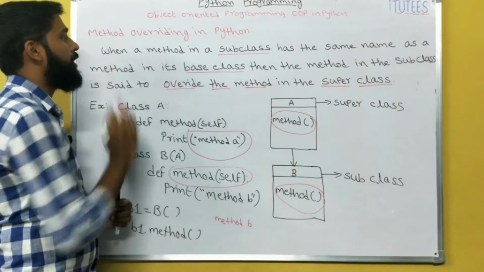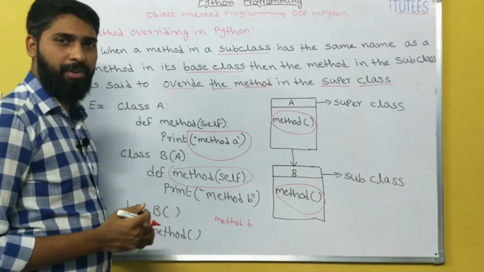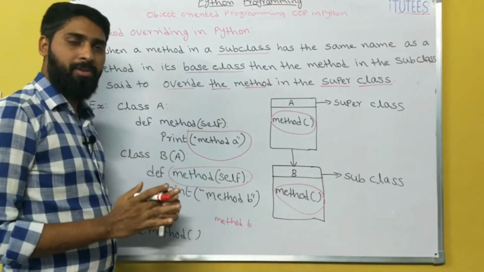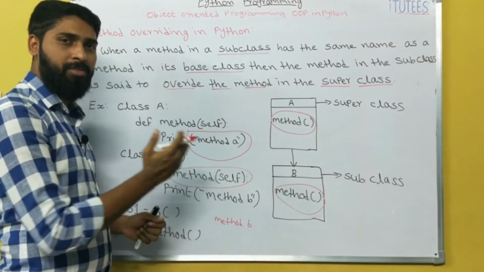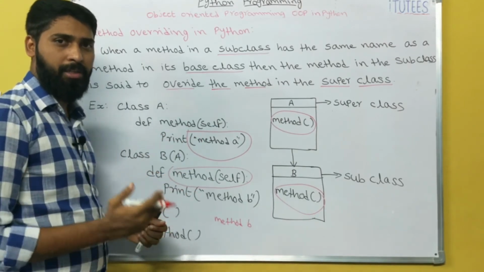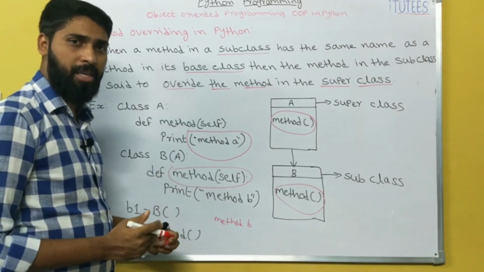That concept is called method overriding. So simply saying, what does method overriding mean? The base class method is overridden by the subclass method if both the method names are the same.